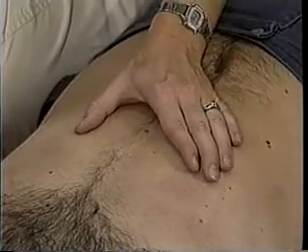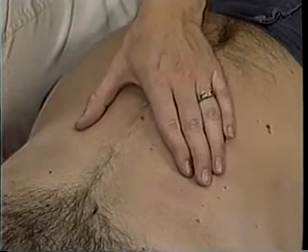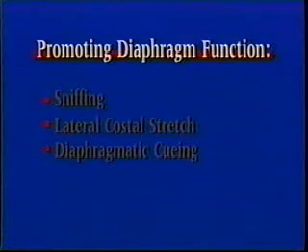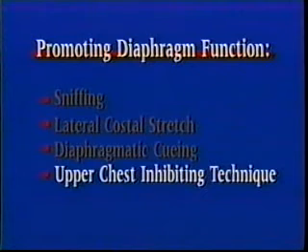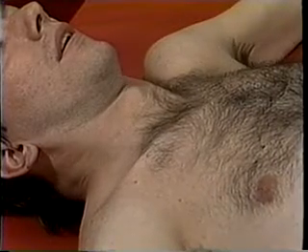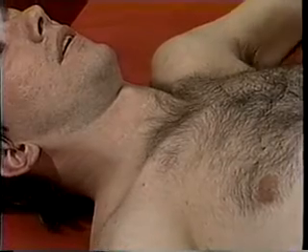Let's do it one more time. Breathe into my hand. Real nice and relaxed. When direct facilitation of the diaphragm does not produce a desired response, an indirect method may be effective. The upper chest inhibiting technique, by restricting upper chest movement, encourages lower chest participation. This technique is often used with quadriplegic patients who rely too heavily on upper accessory muscles for inspiration.